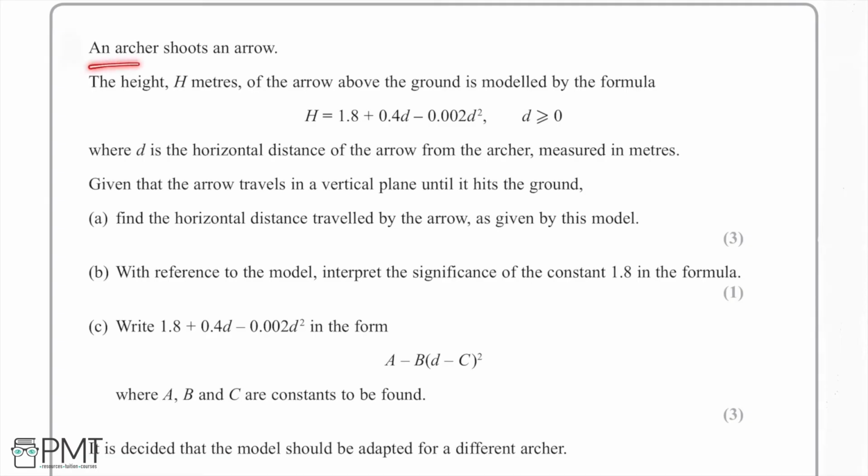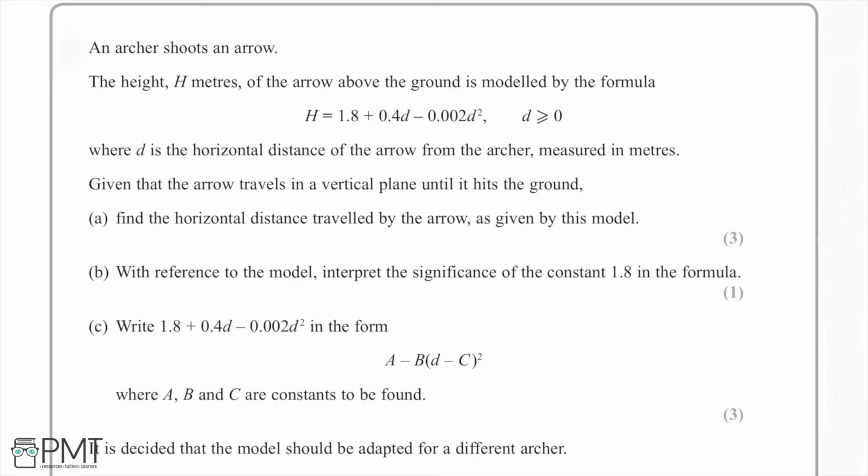So in this question we're given the following information. We're told that an archer shoots an arrow, and the height, which is denoted by h and measured in meters, of the arrow above the ground is modelled by a given formula. We're told that h is equal to 1.8 plus 0.4d minus 0.002d squared, where d is the horizontal distance of the arrow from the archer, also measured in meters, and we're told that d is greater than or equal to 0, which makes sense in the real world, as distance must always be greater than or equal to 0.